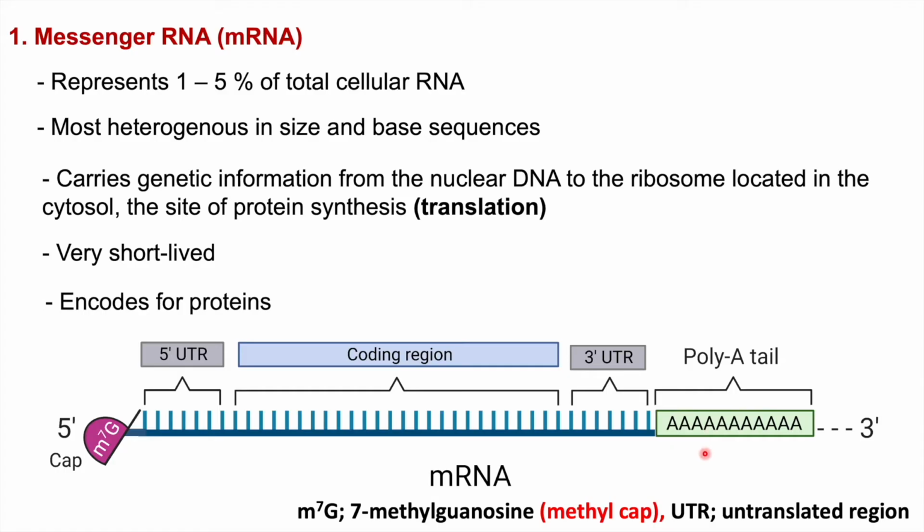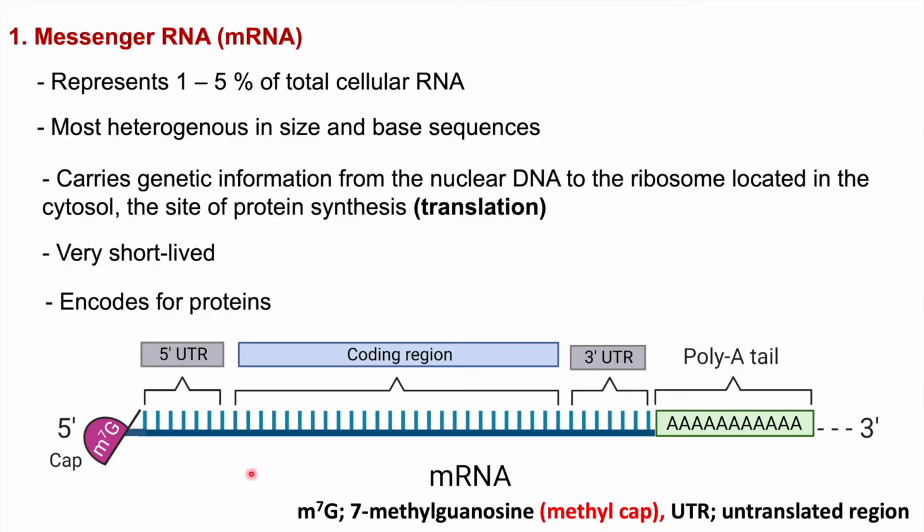And one important thing to remember is that the poly-A tail is a very special characteristic only of eukaryotic cells. This poly-A tail does not exist in prokaryotic cells, so this is only specific to eukaryotic cells.